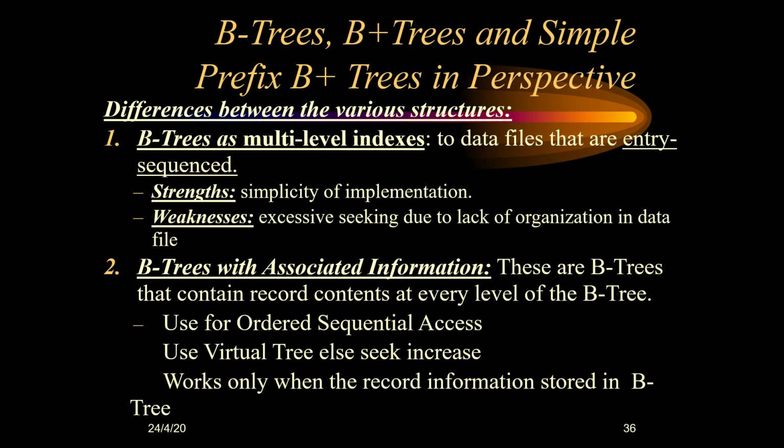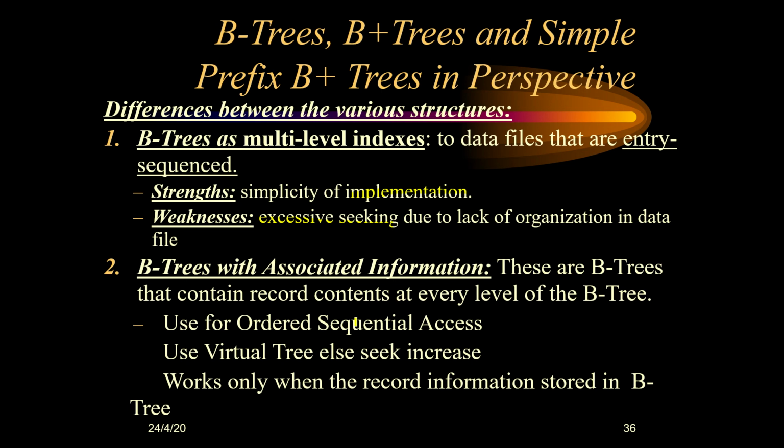Now we go for the differences. First, considering B tree as a multi-level index, it is always processed in an entry sequenced manner, that is, always sequentially. Here the implementation is very simple. That is the strength of our B trees. And the weakness is that since the organization of the file or the data is very complex, the seeking time is excessive. So this is the drawback of our B trees.